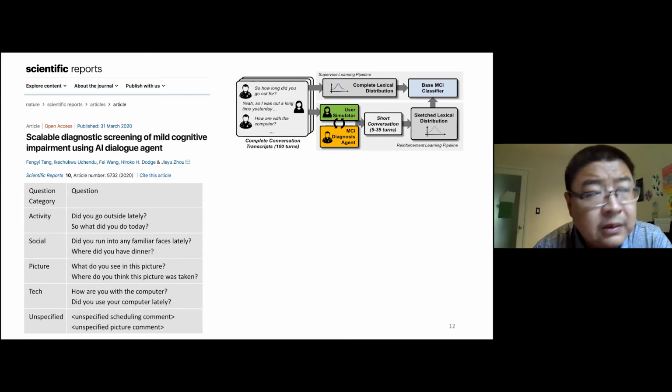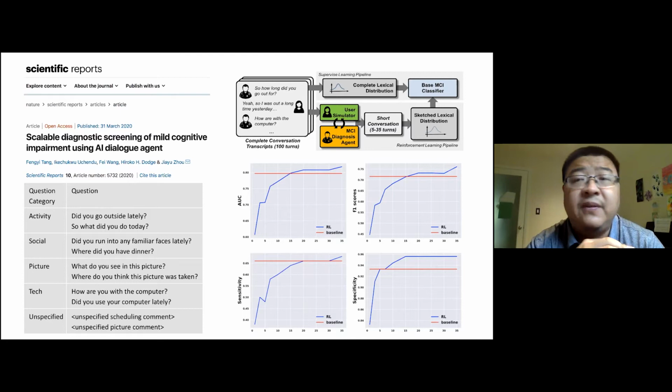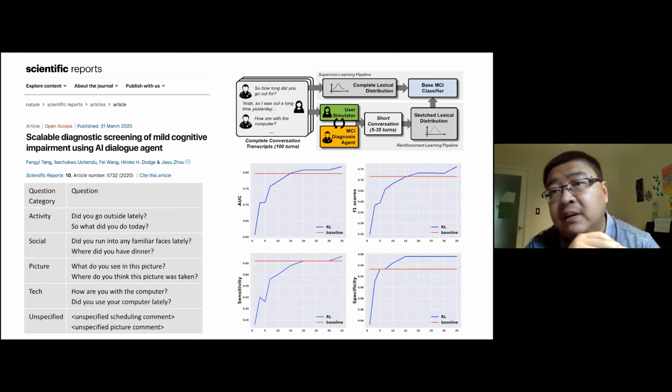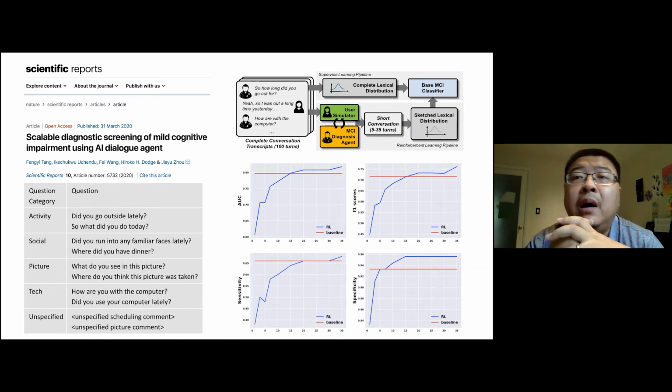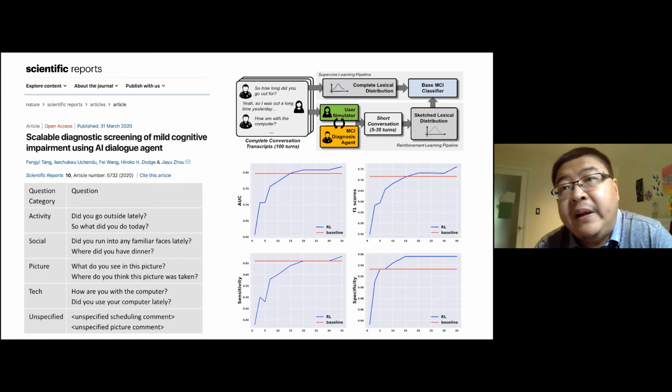This is a result. The horizontal axis of these figures is the number of conversational rounds, and the vertical axis is the classification performance, measured by different quantities. As you can see, with typically 15 to 20 conversation rounds, the model can make a pretty good decision in terms of prediction and classification accuracy, reflected by all those quantities. All these are a great example showing the great potential of AI in medicine.